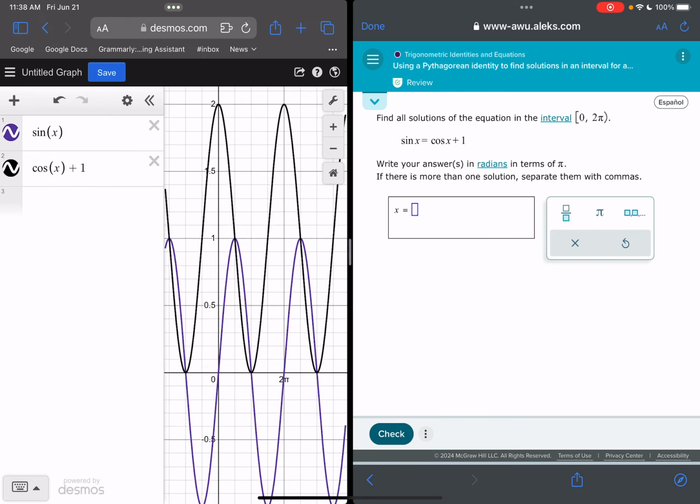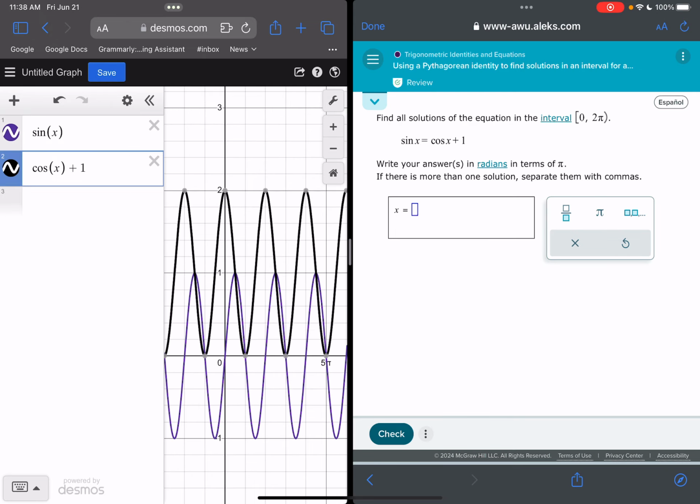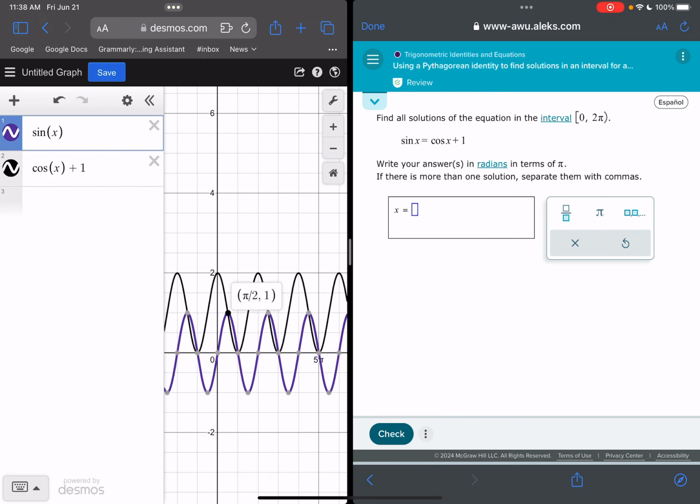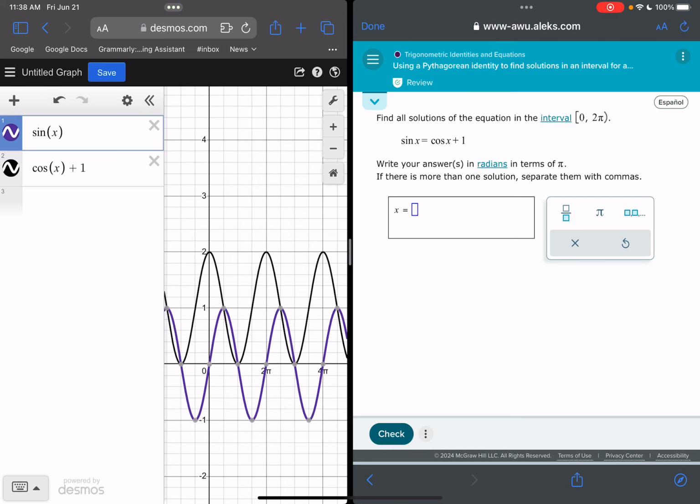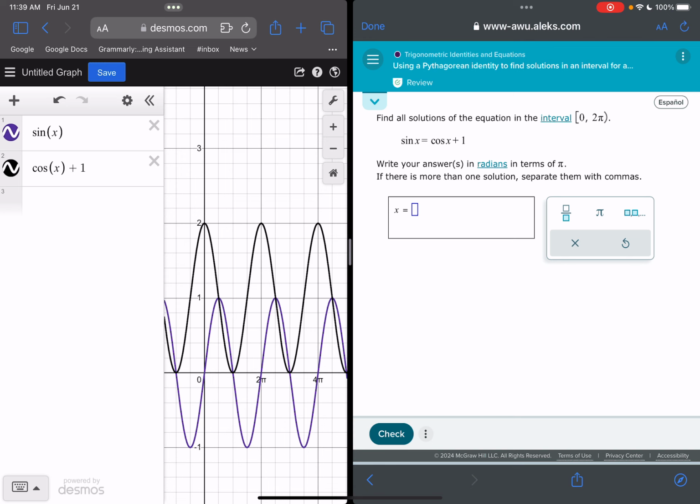Desmos sometimes doesn't show where, there we go. So these, and we don't include this one because it's 2 pi. And then this 0, it doesn't intersect the other line, so that's not included. So it'll just be these two.